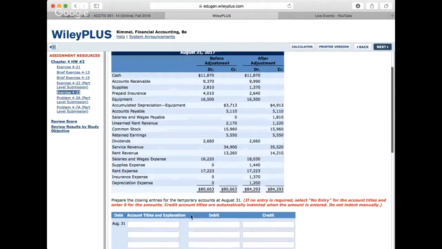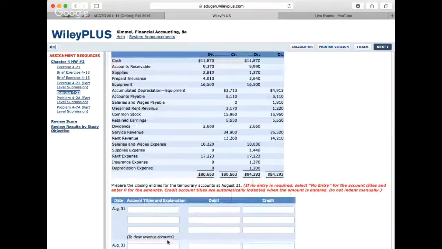So to start, in the first section, it asks us to close the revenue accounts. And we can come up here and see the first one is the service revenue at $35,520. So we'll go ahead and input that information. And since normally that's under a credit balance, we're going to debit the account, the $35,520.